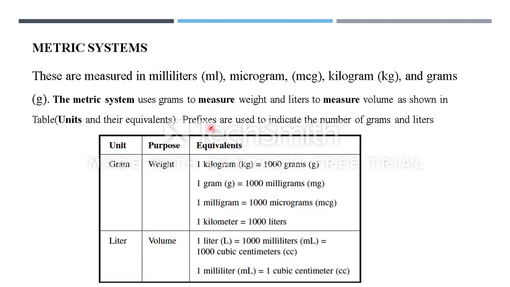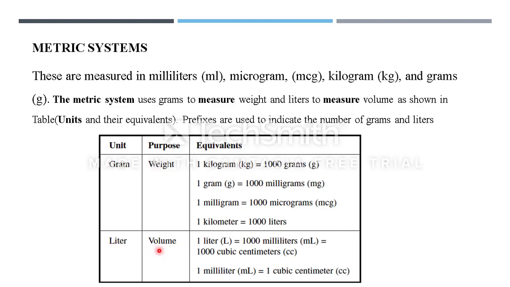Prefixes are used to indicate the number of grams and liters. For example, weights are measured in grams. So we have 1 kilogram equal to 1000 grams, 1 gram equal to 1000 milligrams, 1 milligram equal to 1000 micrograms. Now we have liters, which measure volume.